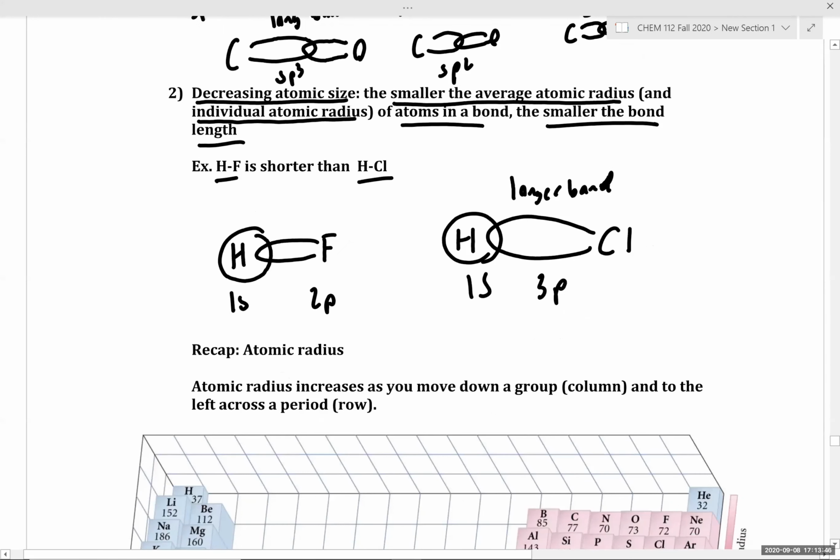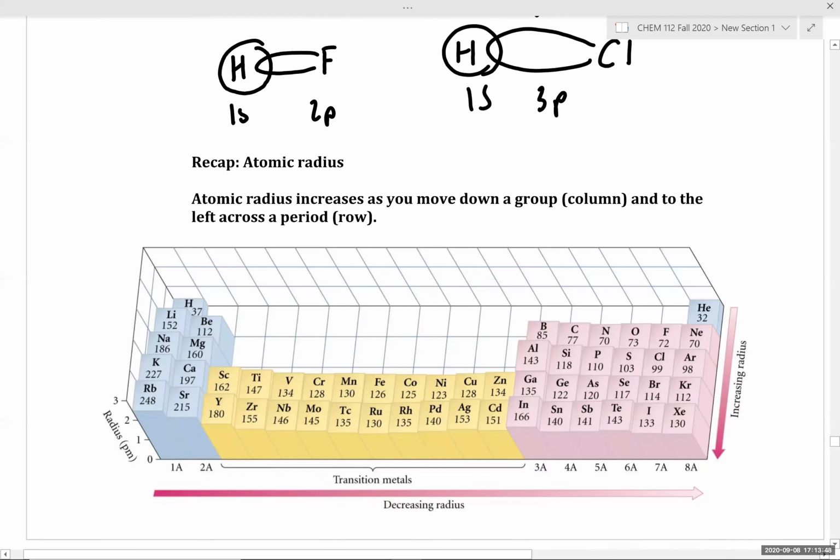Now, in terms of atomic radius, just to make sure we're clear, atomic radius increases as you move down a group and to the left across a period. So increasing atomic radius looks something like this.